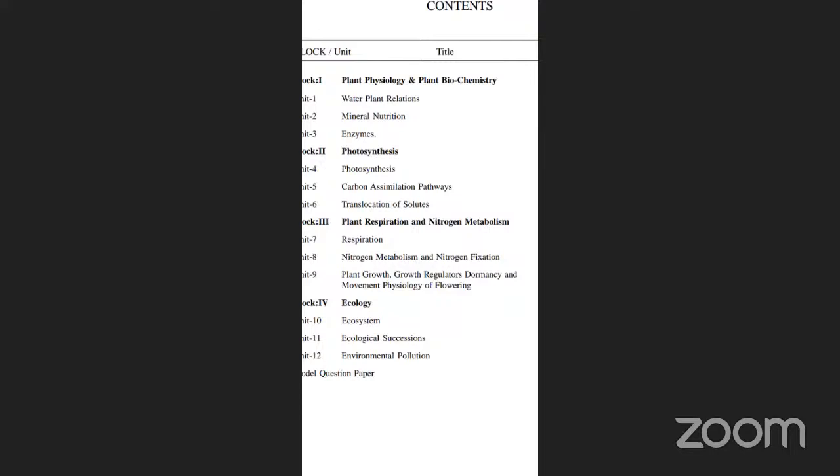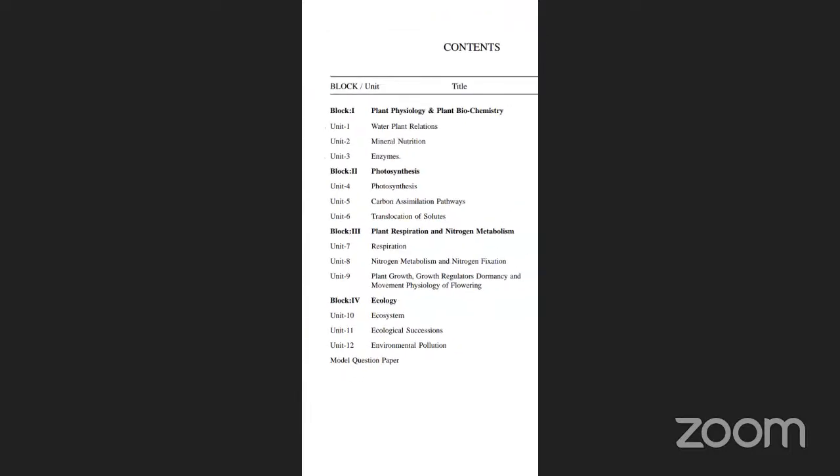So what is water potential? Simple, water potential is a concept fundamental to understanding of water movement. Understanding of water movement, that's what.